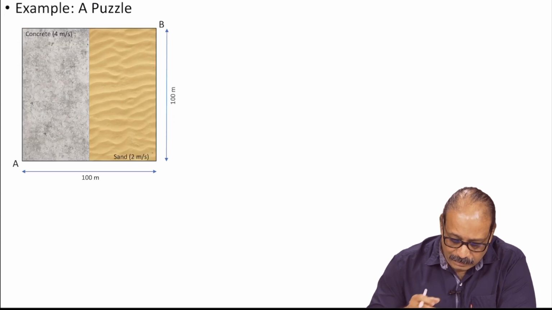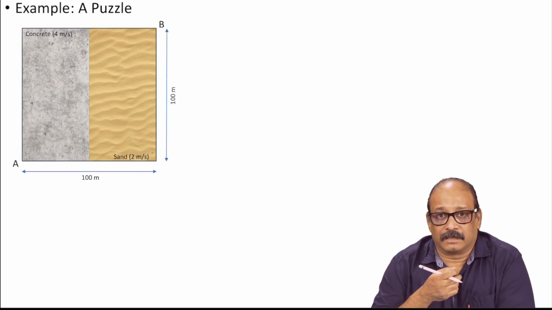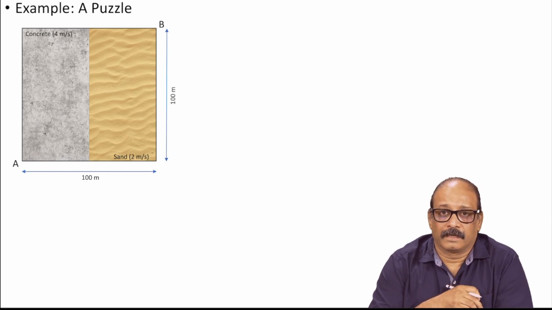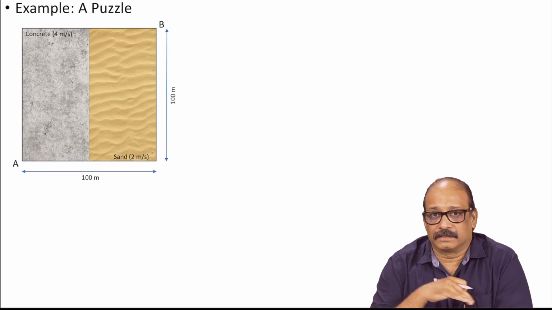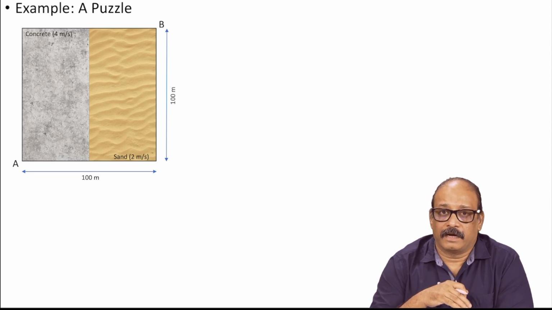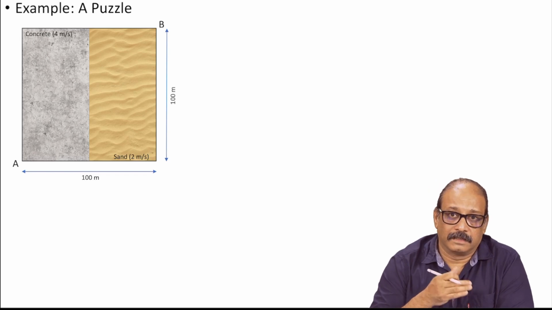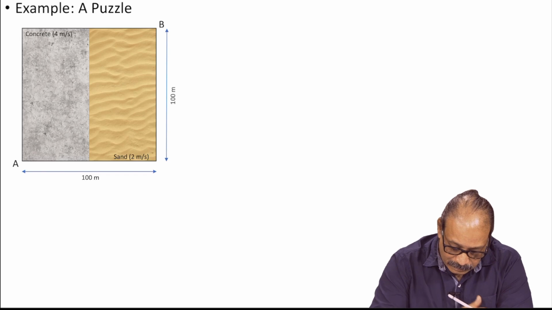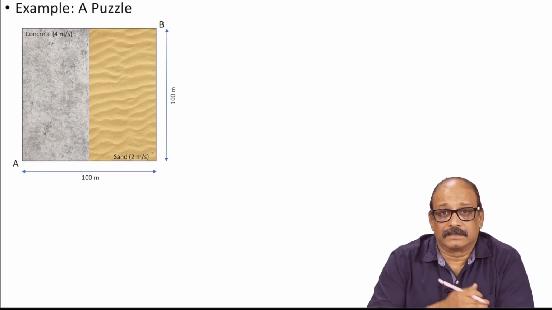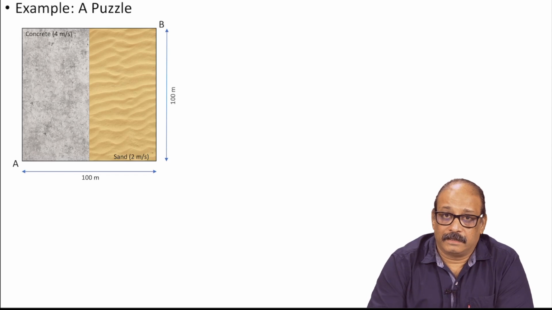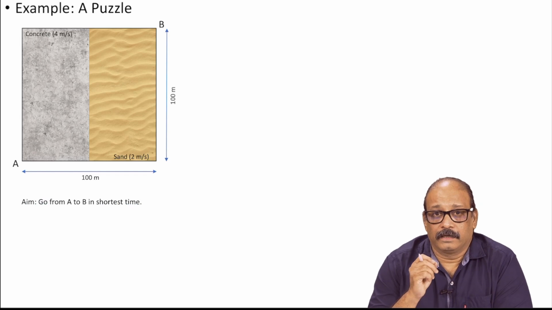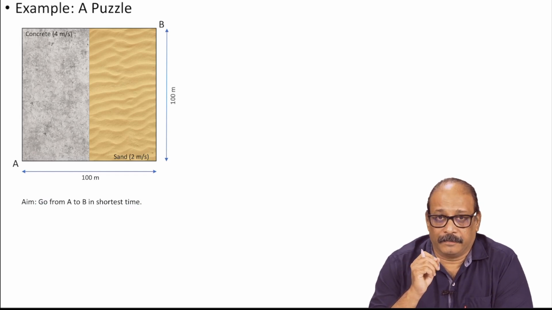Now, I will start the introduction with a classic puzzle. Look at this diagram here. It's like a big field which is 100 meters by 100 meters, and on the left half of that field is concrete, and on the right half there is sand, and there are these diagonal points which are marked as A and B, and the aim is to go from A to B in the shortest possible time.